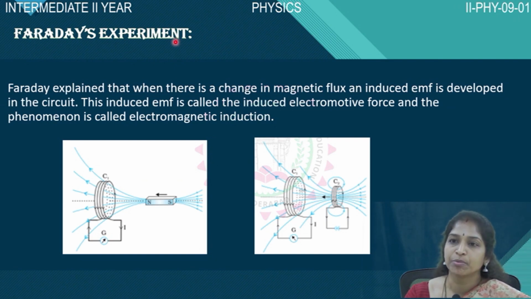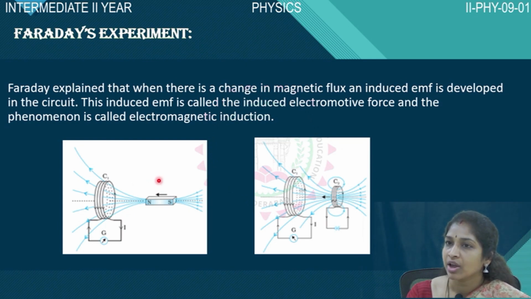In Oersted's experiment, we have discussed that when current passes through a coil or a conductor, it acts like a magnet. That means it produces a magnetic field. So according to Oersted's experiment, when there is a change in the current, a magnetic field is produced. Faraday's experiment is the converse of that, meaning the reverse of that experiment.